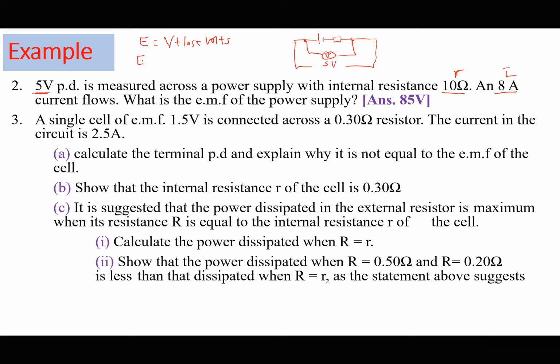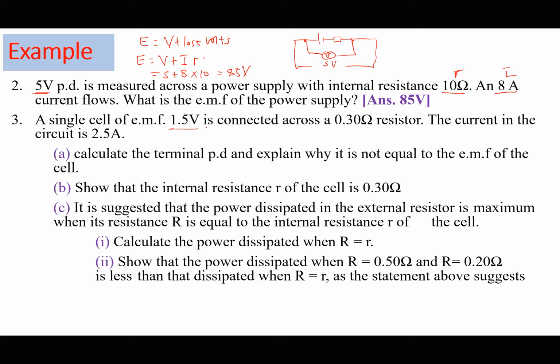So the EMF is equal to the terminal PD plus the lost volts, which is I times small r. So the EMF is going to be 5 plus the current, 8, times the internal resistance, which is 10, which gives us 85 volts.